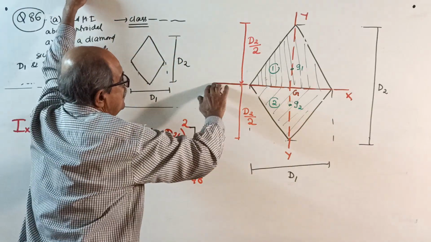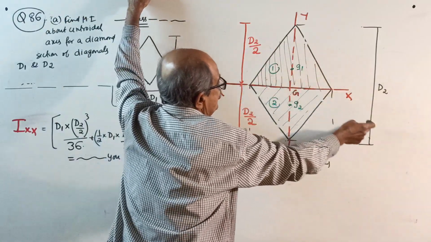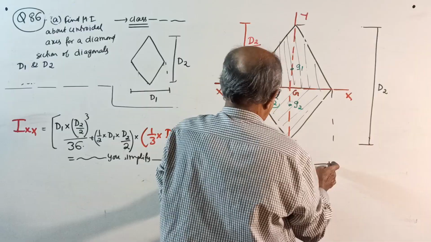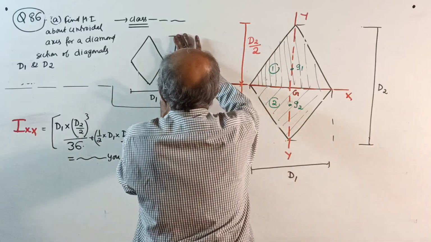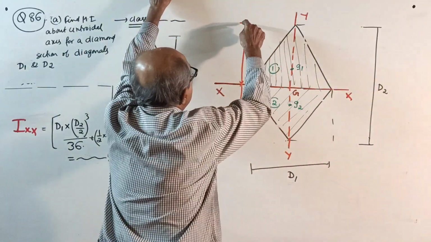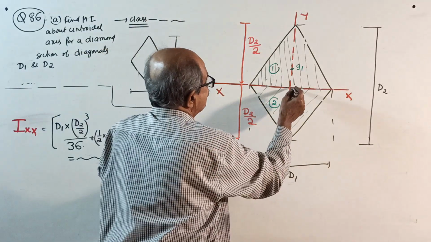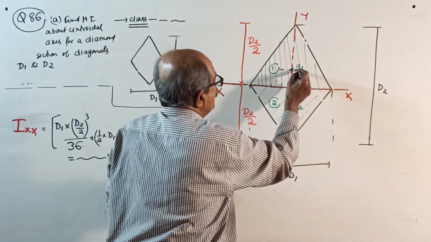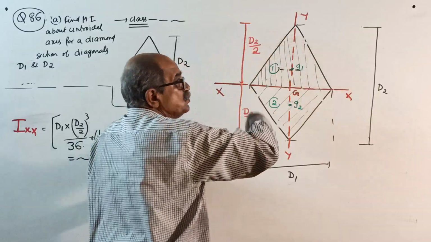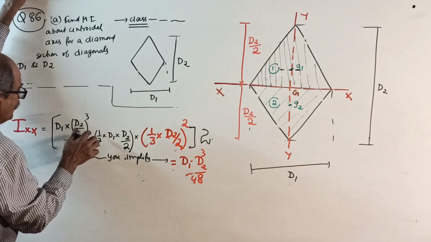Okay, now see here. Divide into two parts, two isosceles triangles. See, this is D2. This is D1. Here D2 I have taken more than D1. Does not matter. If that is D2, this is D2 by 2, D2 by 2. Okay, start. I about XX. First I about its own axis. D1 into D2 by 2. Don't cancel 2 and 2. This is suffix 2. This is numerical 2. Okay.